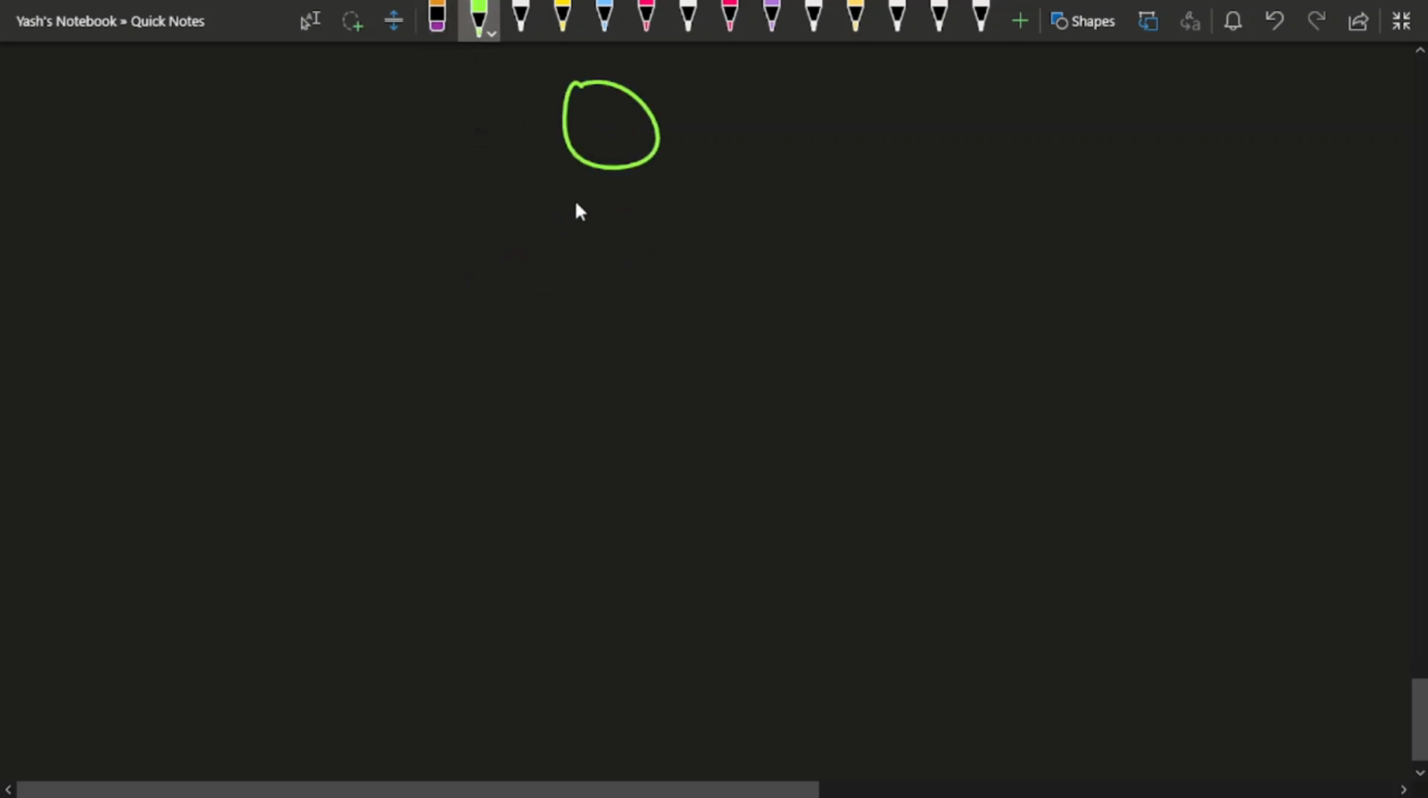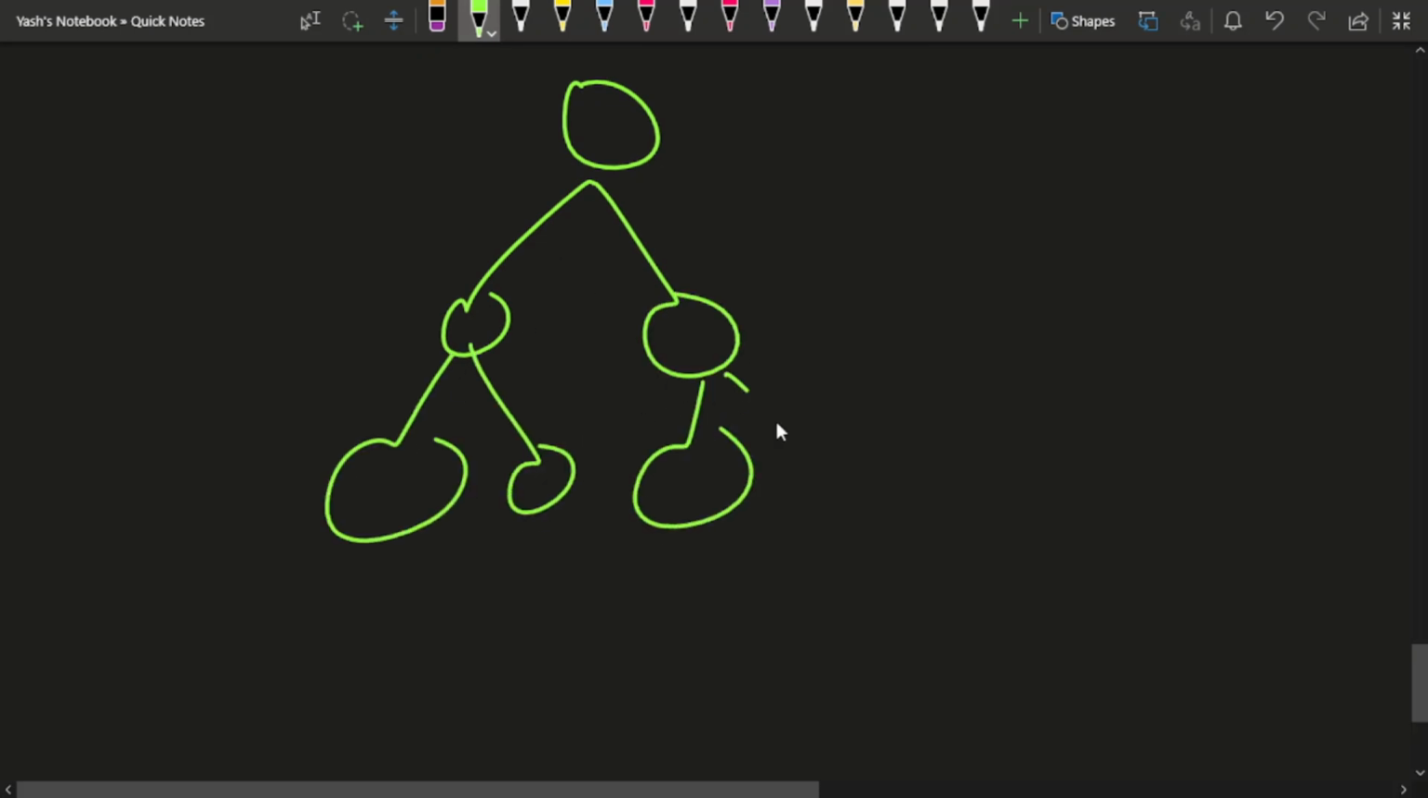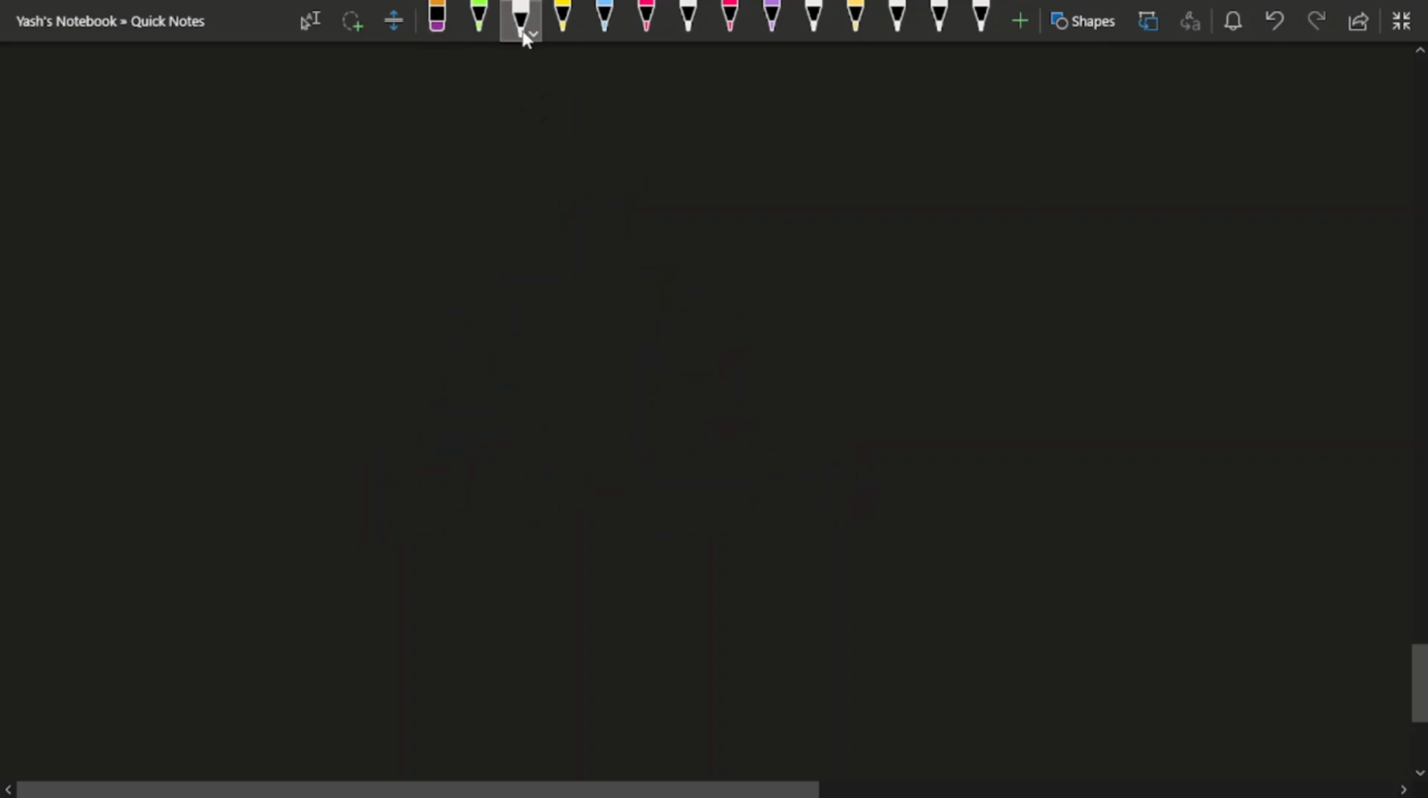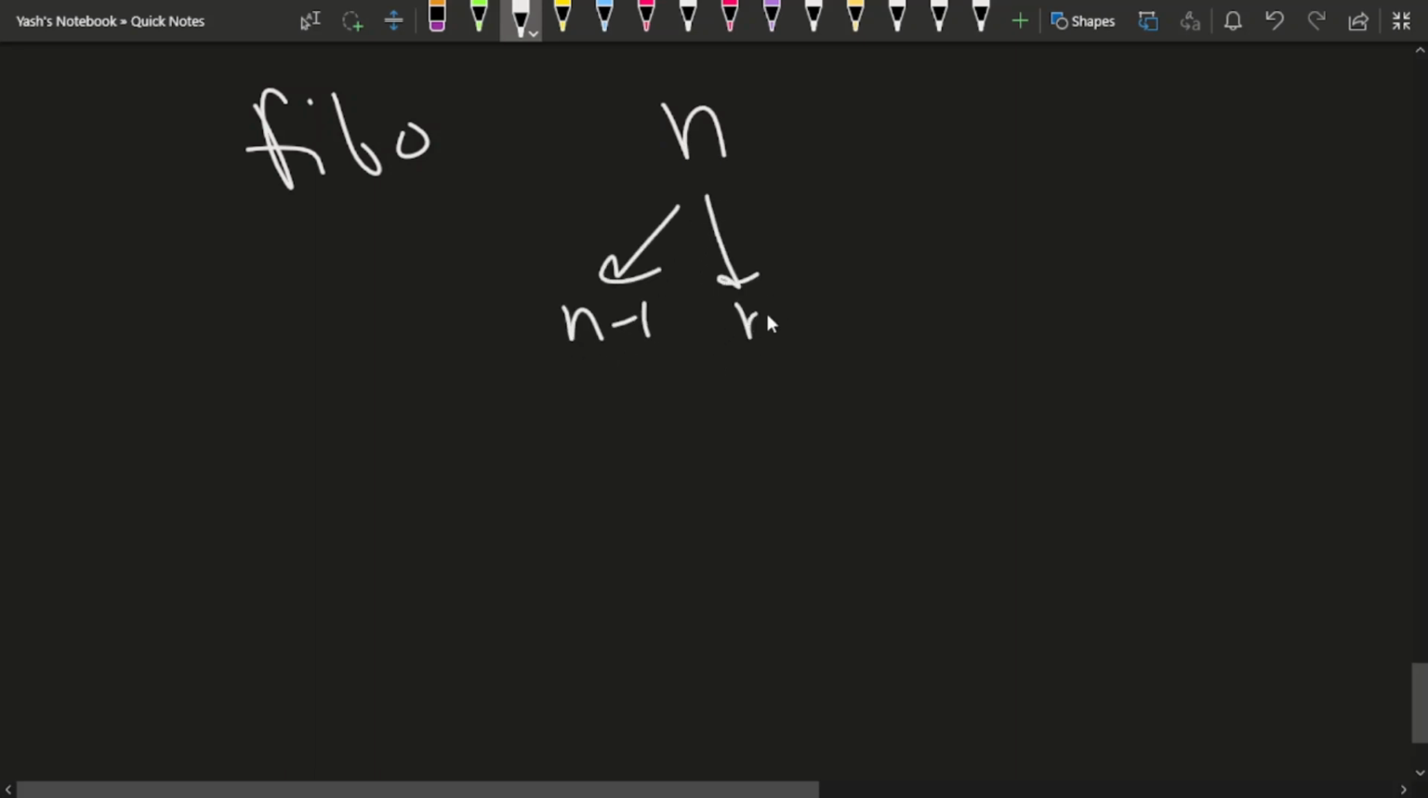So what you can observe is, if there's a recursive call, there's one observation that you can always make. Let's say I tell you in terms of Fibonacci numbers: you say that Fibonacci of n is nothing but Fibonacci of n minus 1 plus Fibonacci of n minus 2, recursively.